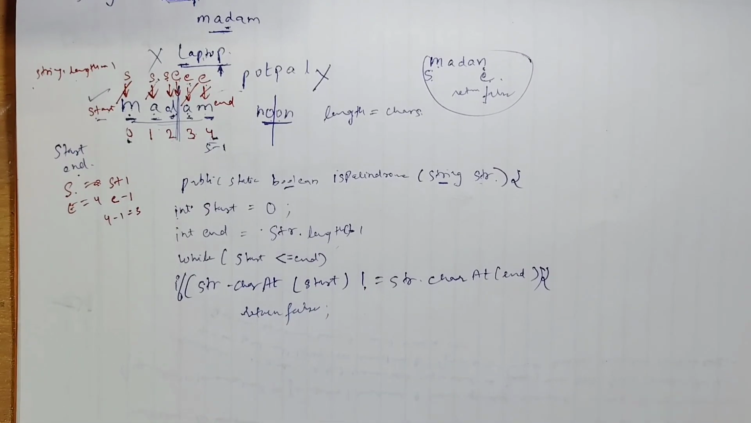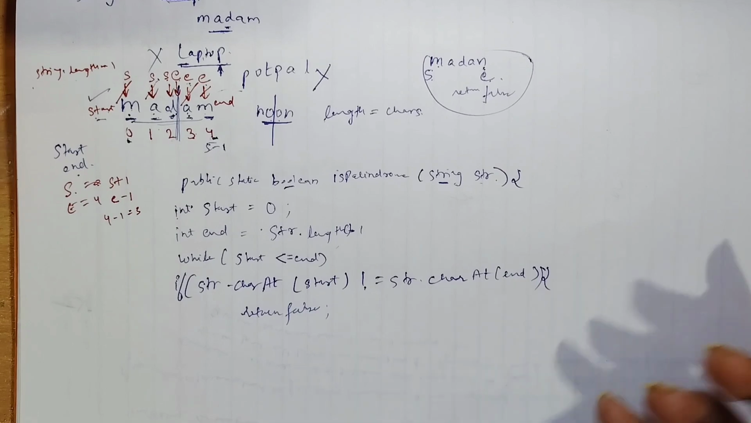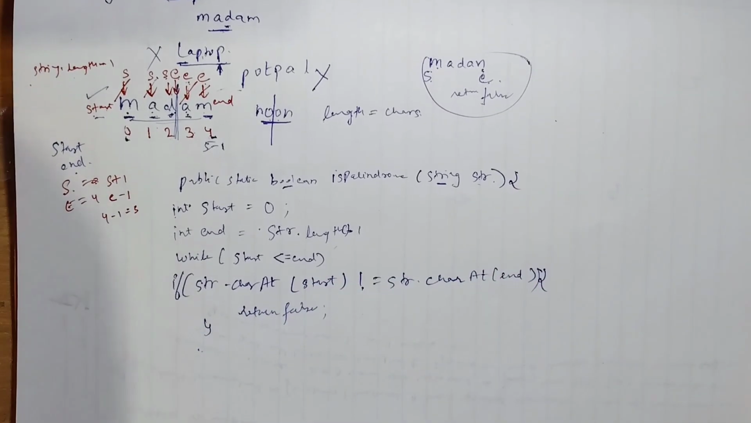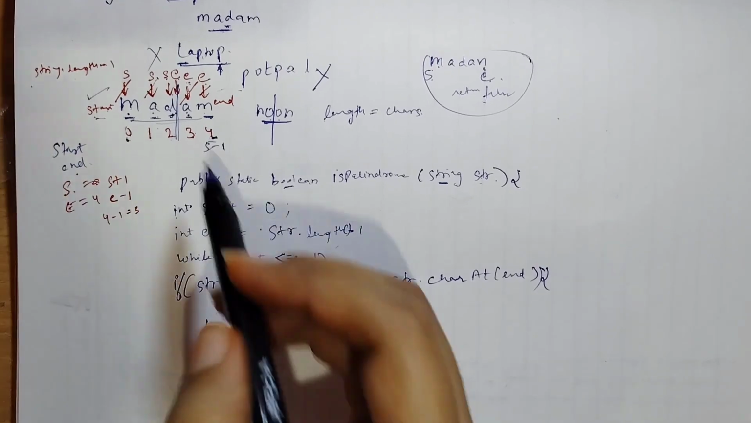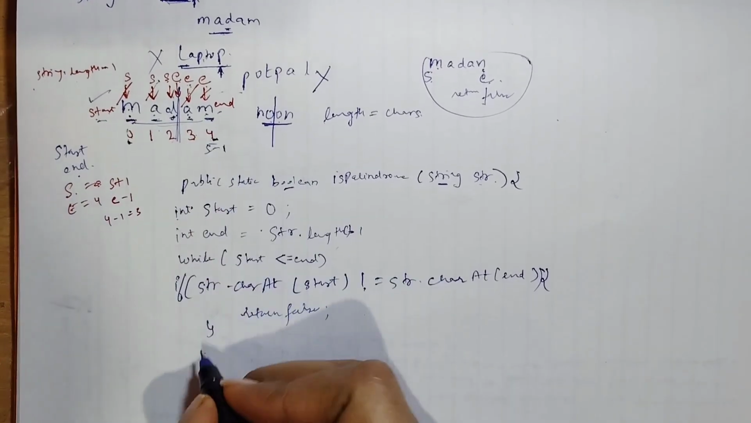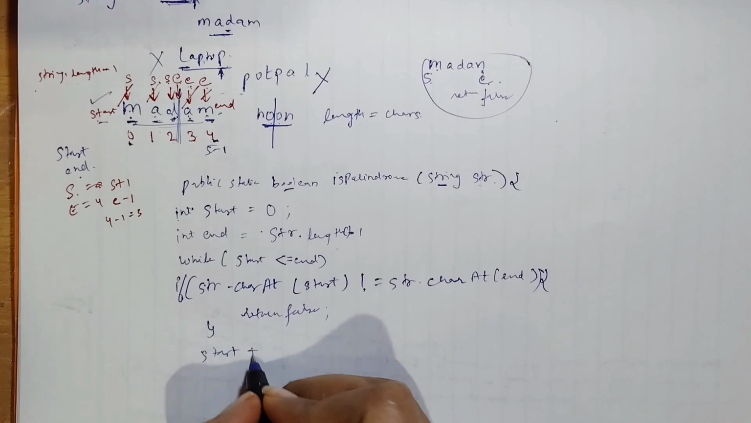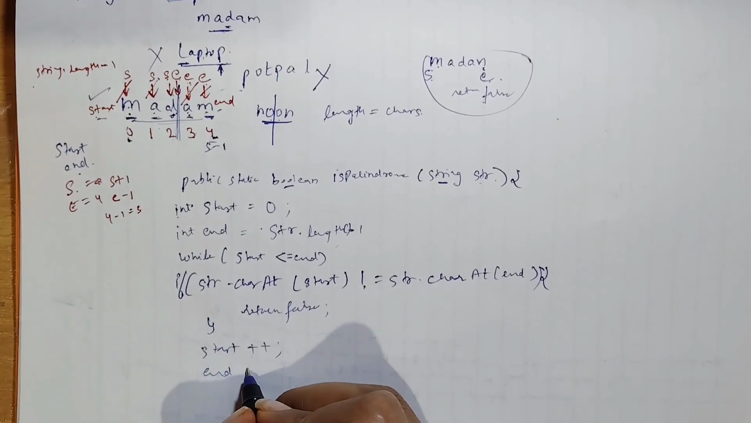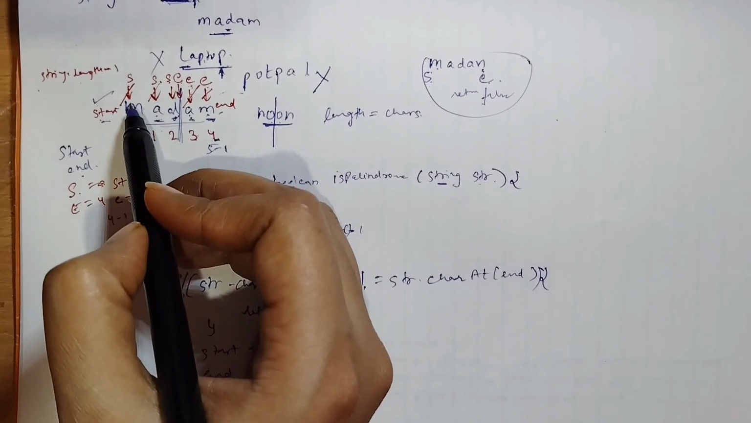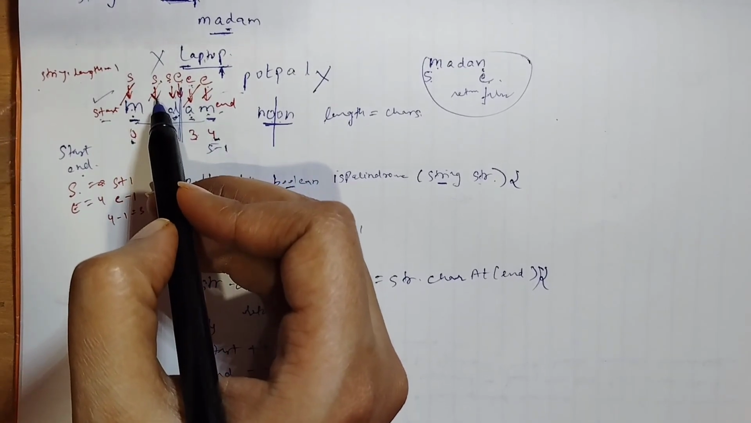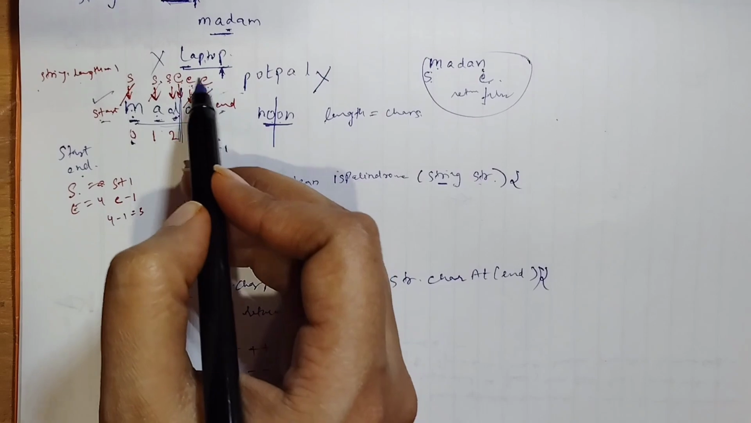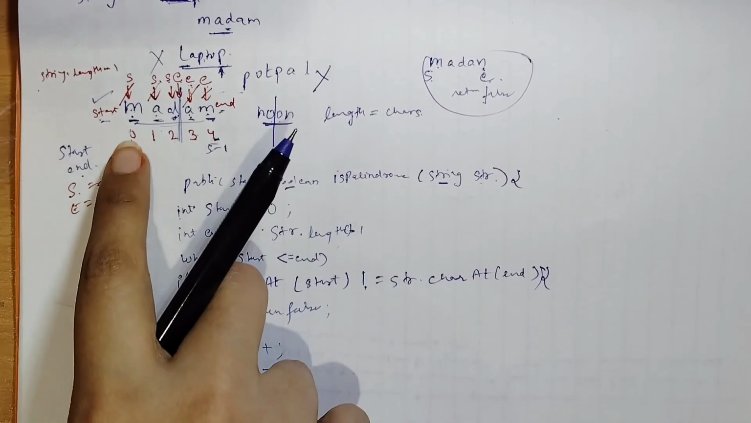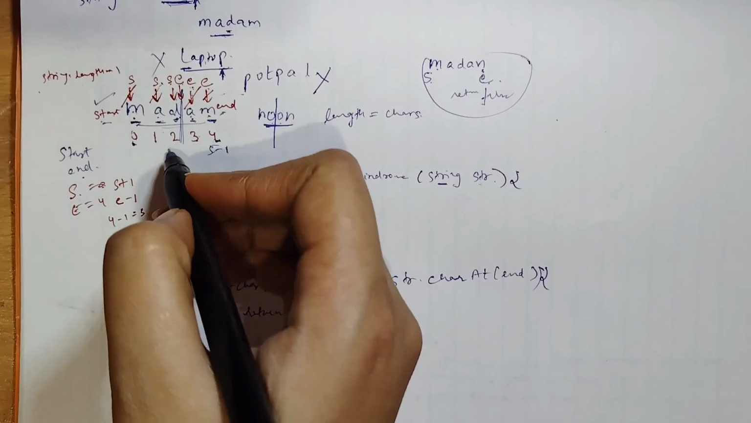And if it matches, meaning if start and end are equal, then we will write in the else part. If start and end are the same, you increase start by one index and you decrease end by one index. This whole loop will stop when our start and end reach the middle position.